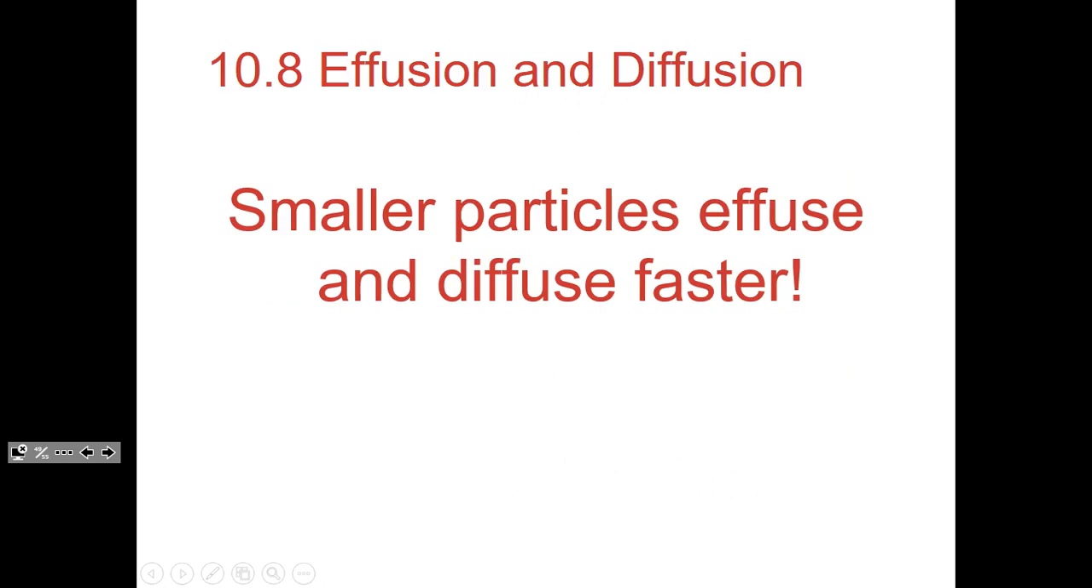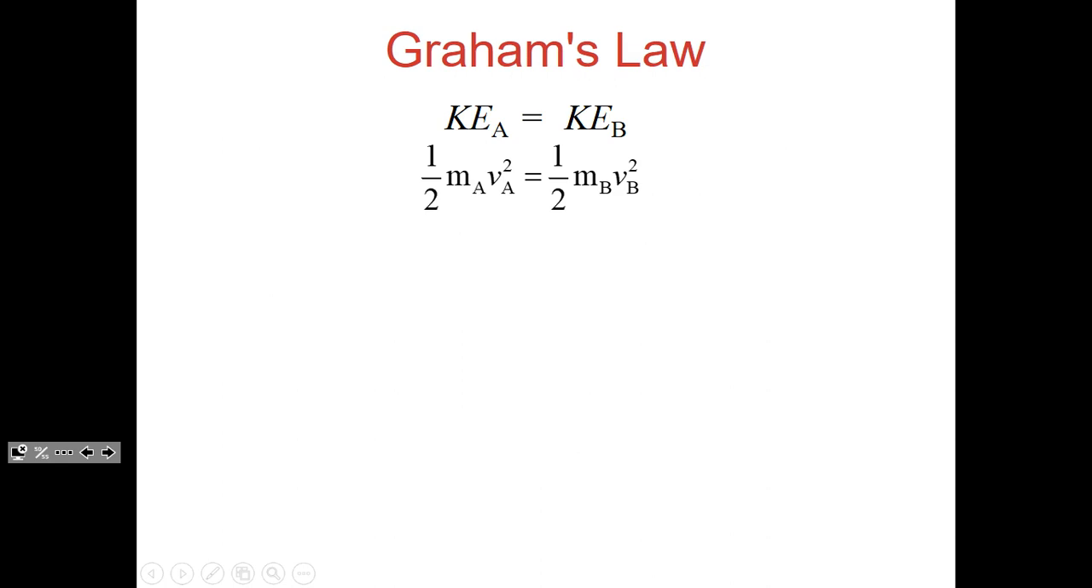Now, long and short of it, what you really need to get is that smaller particles at the same temperature are going to effuse and diffuse faster. And by smaller, I'm talking about lower molar mass particles. Now, the reason why is really where Graham's law comes in. So why? Well, it goes back to Graham's law, which starts with kinetic energy. If we have two gases in the same room at the same temperature, then they have the same average kinetic energy. So the kinetic energy of gas A equals the kinetic energy of gas B.